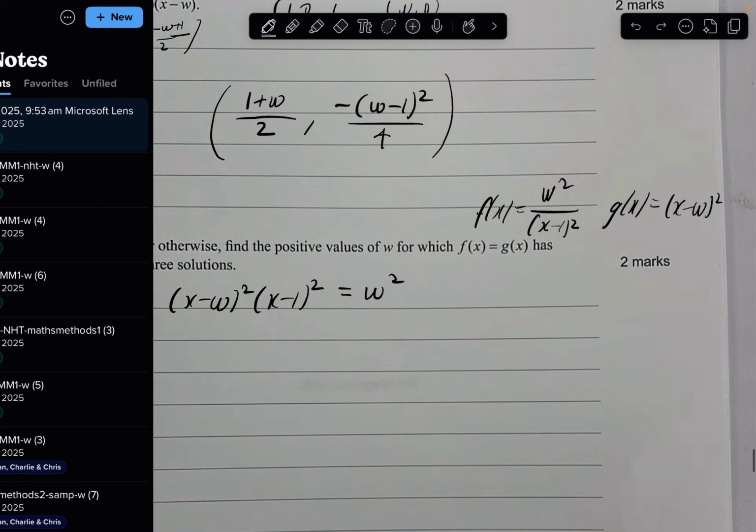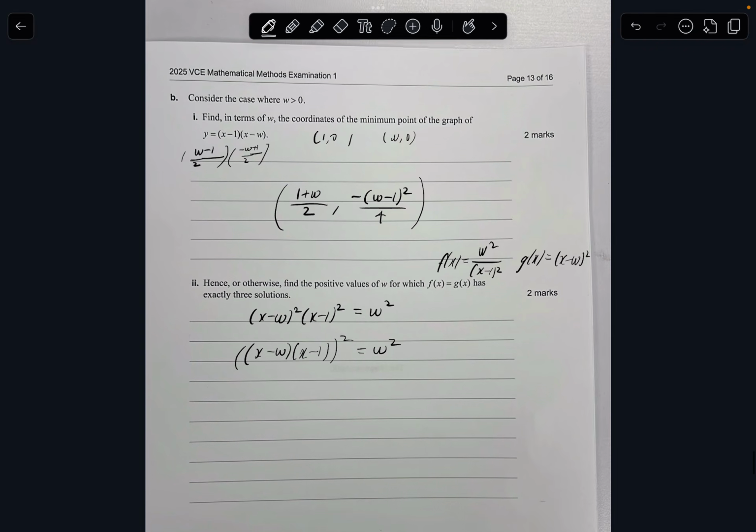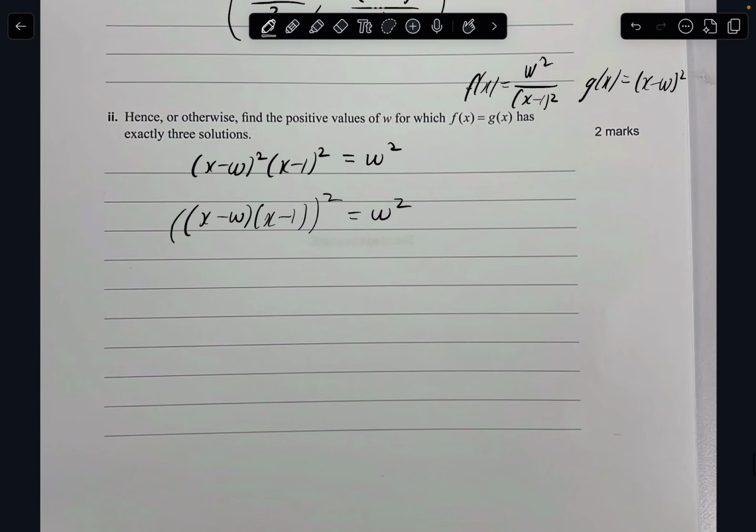Because we can basically say x minus w, all squared, times x minus 1, all squared, is equal to w squared, and so x minus w times x minus 1 is equal to plus or minus w. So that, or x minus w times x minus 1 is equal to negative w.